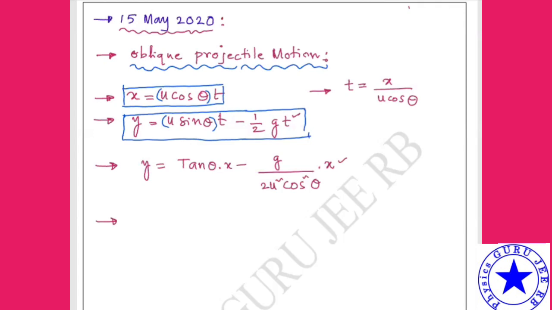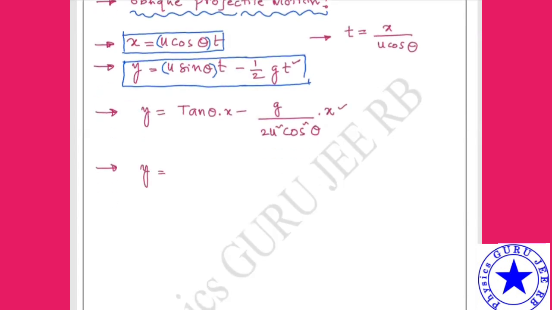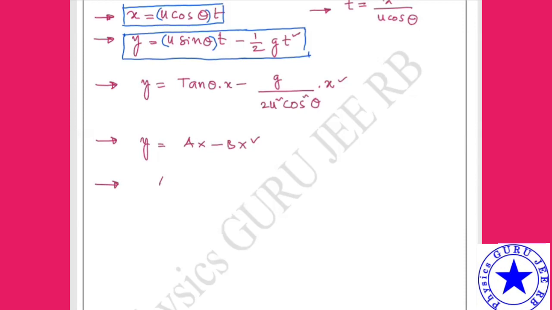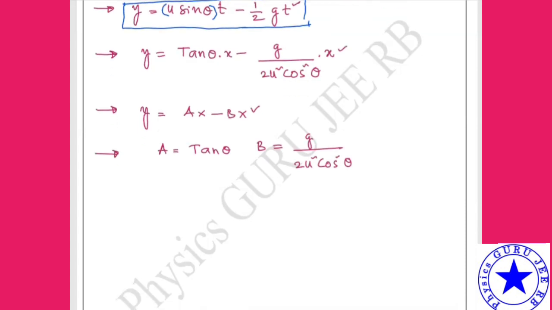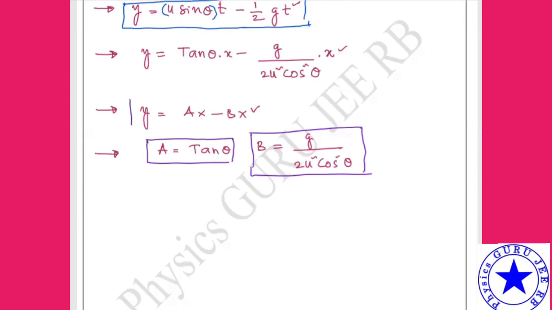Then we got y equals to ax minus bx square. So based on this, we discussed the problems in the last class. That is, a is equal to tan theta and b is equal to g by 2 u square cos square theta. Based on this a and b, we discussed yesterday how we can calculate the relations between a and b. This is the equation of the projectile.